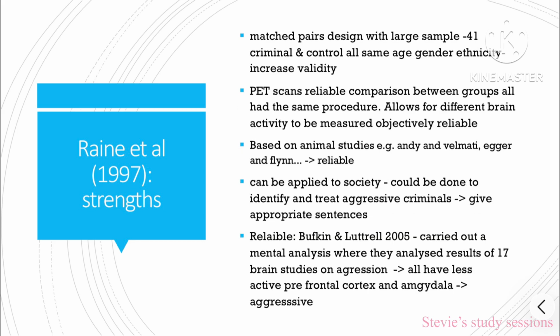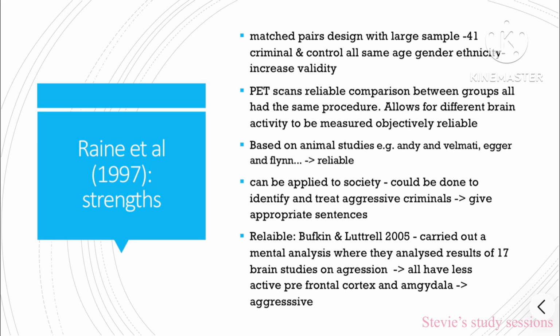Raine used a matched pairs design with a large sample of 41 criminals and 41 controls, all with the same gender, same age, same ethnicity. This makes it valid. The scans are reliable comparisons between groups, and they all had the same procedure. It allows for different brain activity to be compared objectively and reliably.